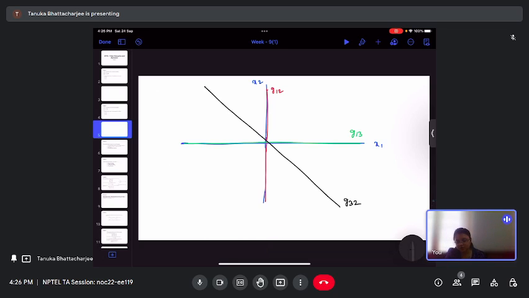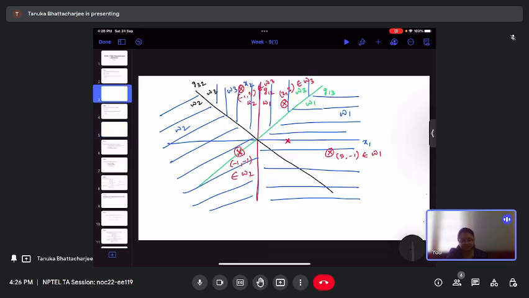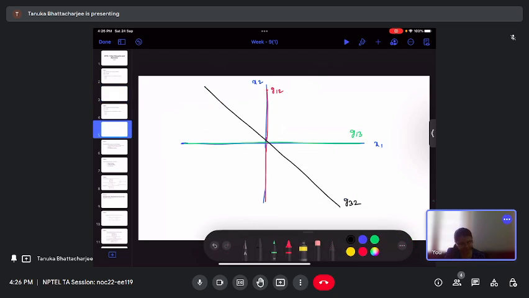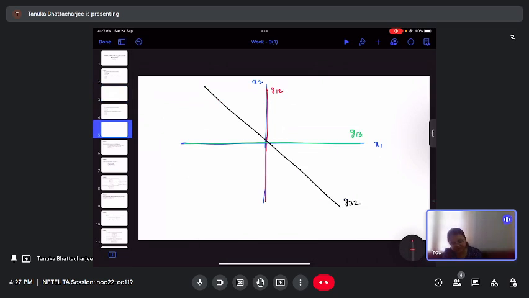As we have already seen in the previous example, for G12 the right side belongs to class omega 1 and the left side is class omega 2. So, this side is class omega 1, this side is class omega 2, because on the right side the x1 value is positive. So, the G12 value will be positive on the right side. The positive side is G1, I mean class 1.